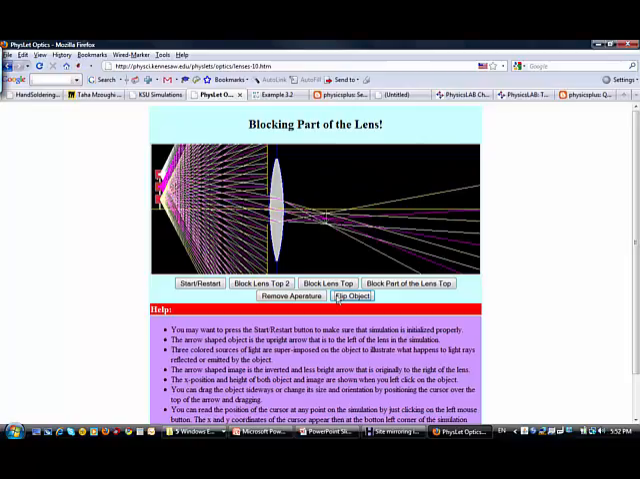The idea here is, whenever we block part of the lens, any part of the lens that's available for light to pass through is going to do the job and produce an image. The only difference is the more of the lens we block, the less bright the image is.